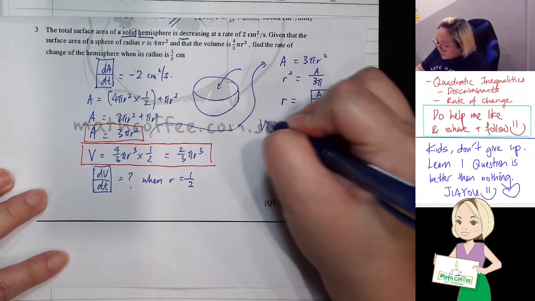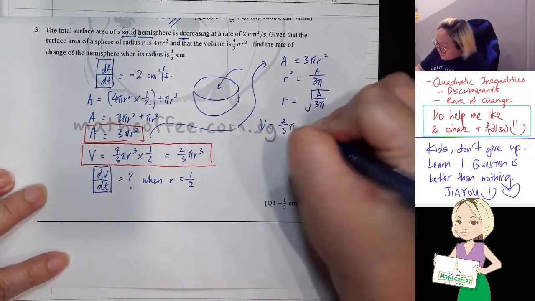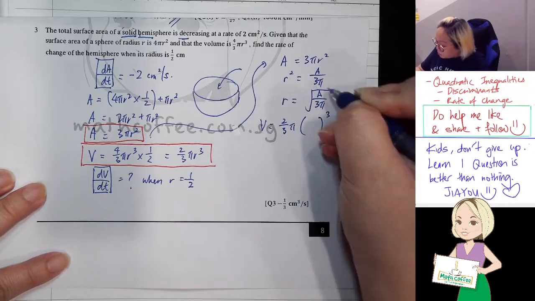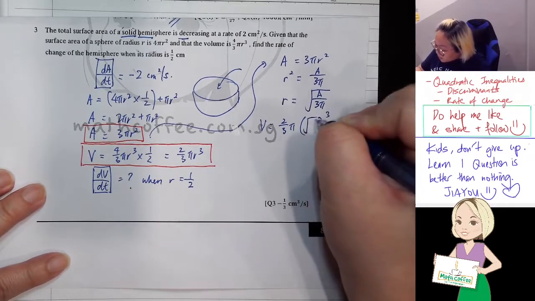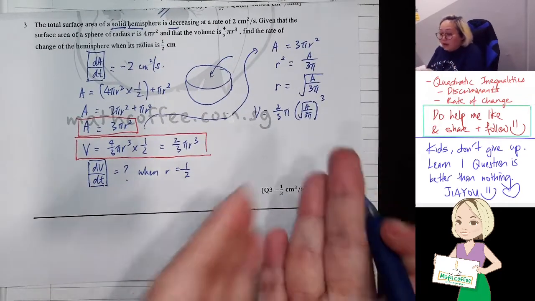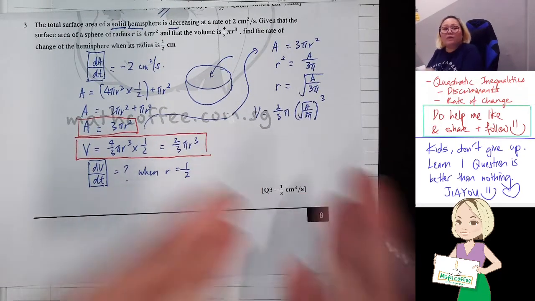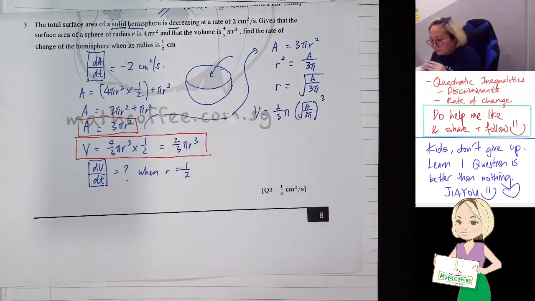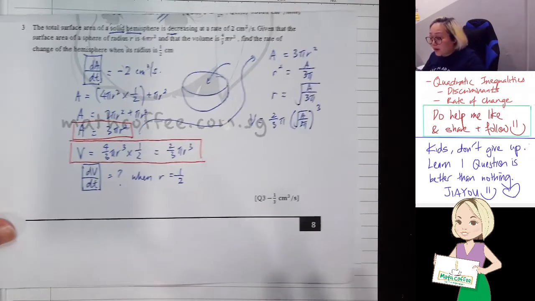So my V is equals to 2/3 pi R cubed. So this R, put it inside, the square root of A over 3 pi. So now I have a formula which relates V and A. Understand? So this is how you do it. I repeat.